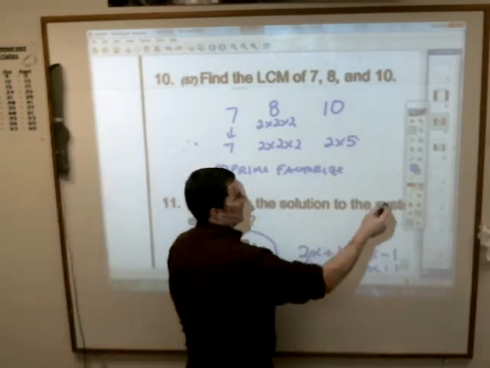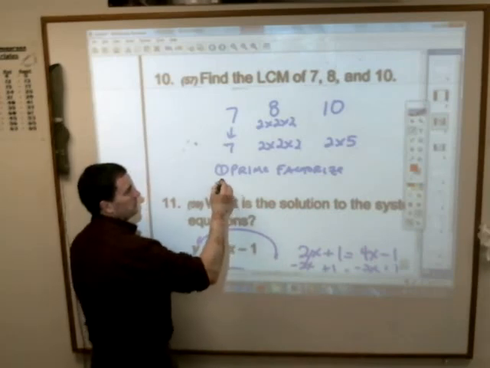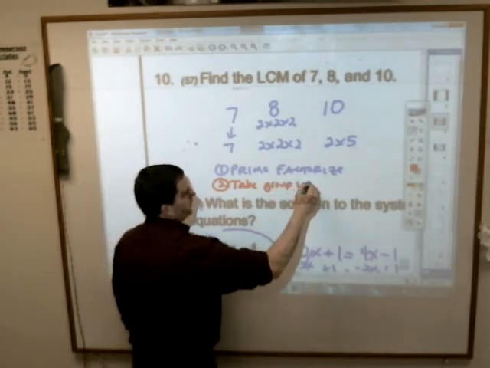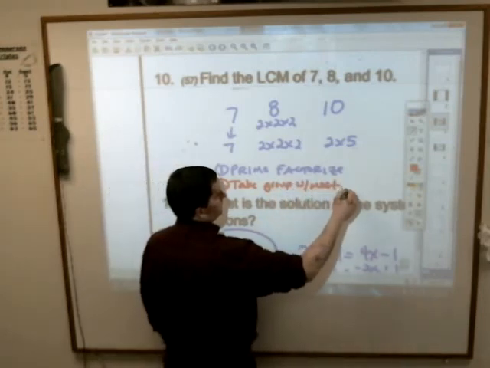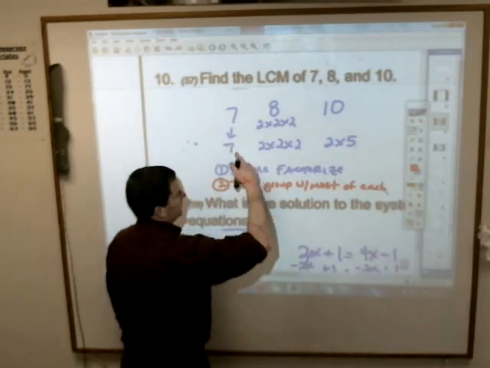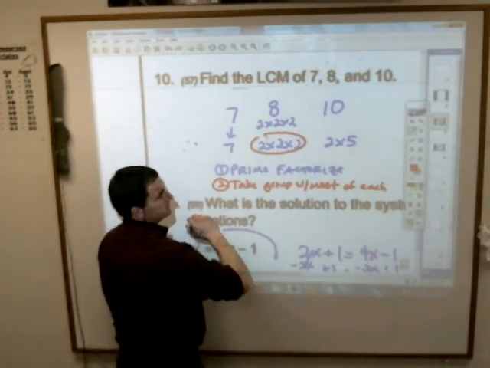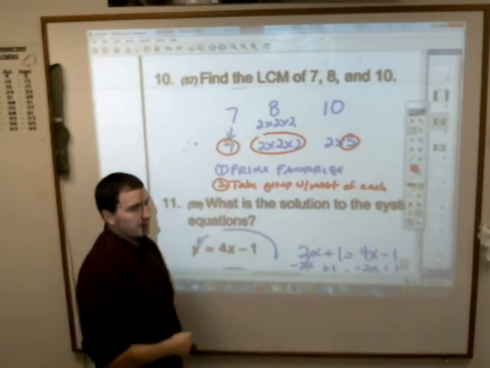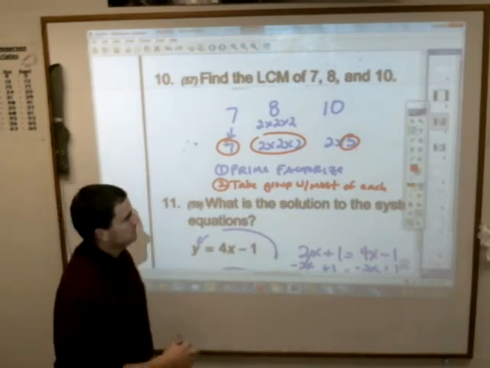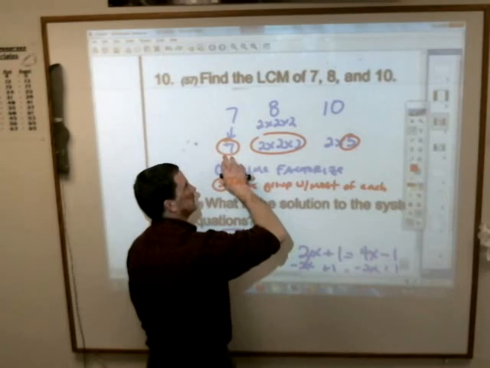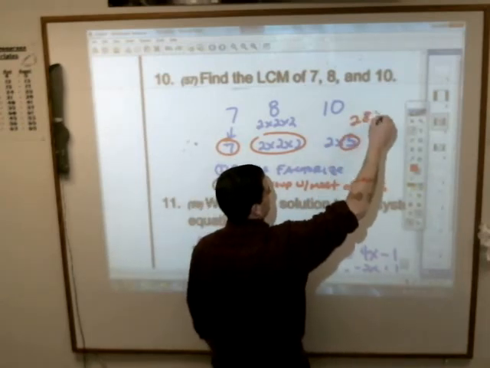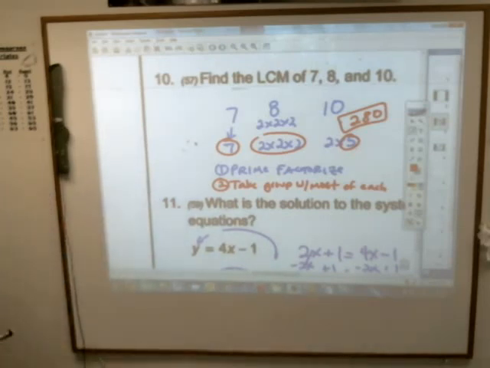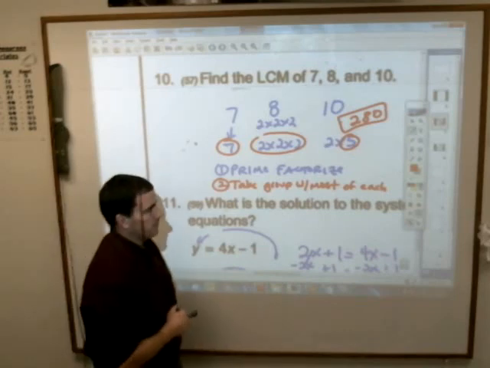Then, after you prime factorize, you take the group with the most of each factor. In other words, this one has the most 2's, this one has the most 5's, and this one has the most 7's. And when you remultiply that, you will have the least common multiple. 8 times 5 is 40, 40 times 7 is 280. I don't know if that's quicker or slower than what you did, but that would be the mathematical way rather than trial and error.